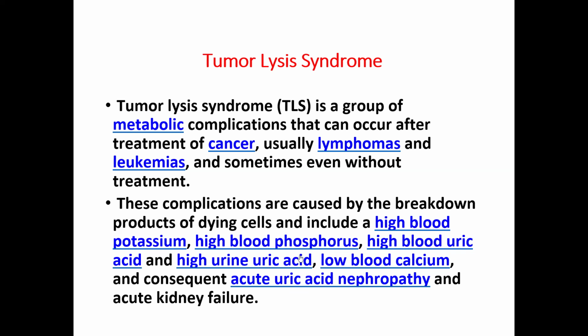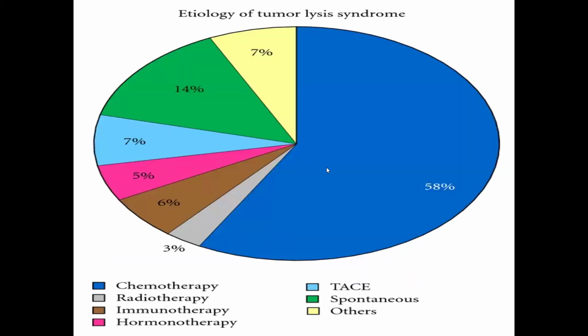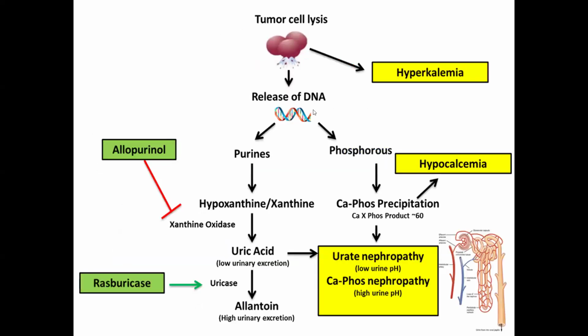So remember these labs, because these are your key for the diagnosis. So everything goes up except the calcium goes down, and these are the main features of tumor lysis syndrome. The most important cause is chemotherapy, 58%. Again, with chemotherapy in these tumors, there is a release of DNA and thus purines, phosphorus.